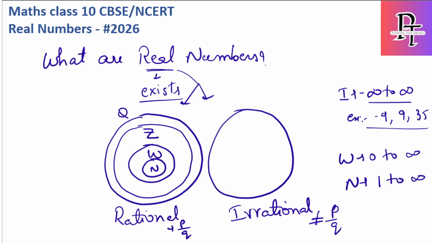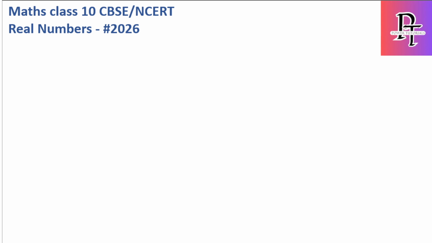Okay, so every natural number belongs to rational, every whole number belongs to rational, every integer belongs to rational. If you go in the reverse way, not all rational numbers are integers, not all integers are whole numbers, and not all whole numbers are natural numbers. So we have different types of numbers.